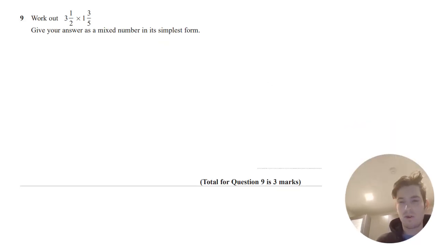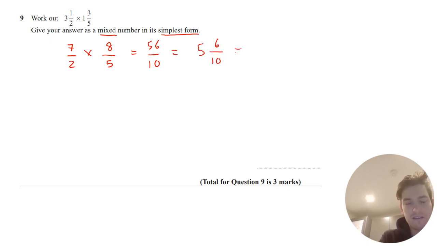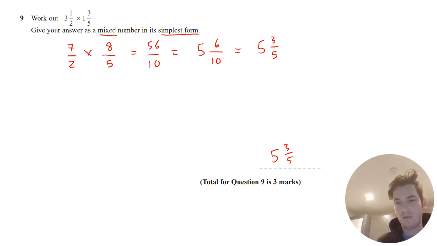Okay, question 9 was a nice fraction multiplication. So hopefully you all got this. So first of all, you should have converted them to an improper fraction, and then multiply the numerators, multiply the denominators. Make sure you read the question. So we want a mixed number in its simplest form. So let's first write this as 5 6/10, which we can simplify as 5 3/5. So hopefully that was a nice, easy 1 mark question.